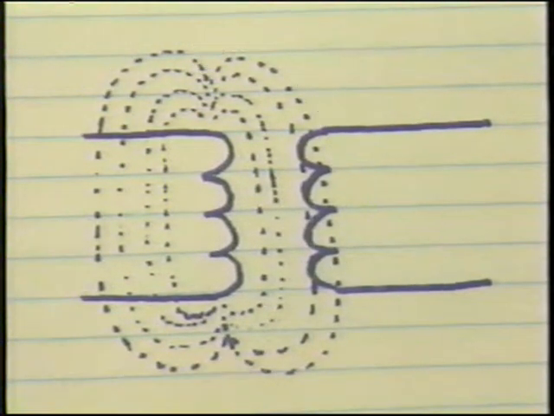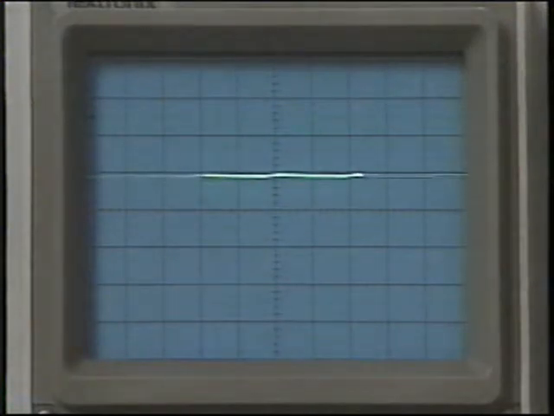Recall that since the magnetic field eventually stops changing in a DC circuit, transformer action cannot take place. Because of this, transformers cannot be used for DC. Let's take a closer look at how a transformer is constructed.